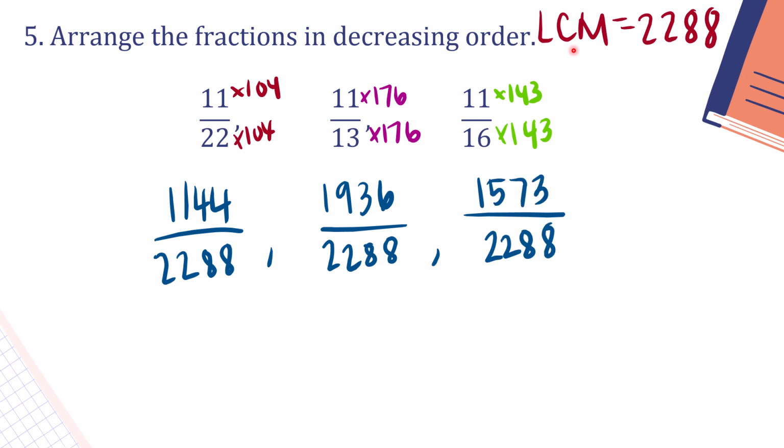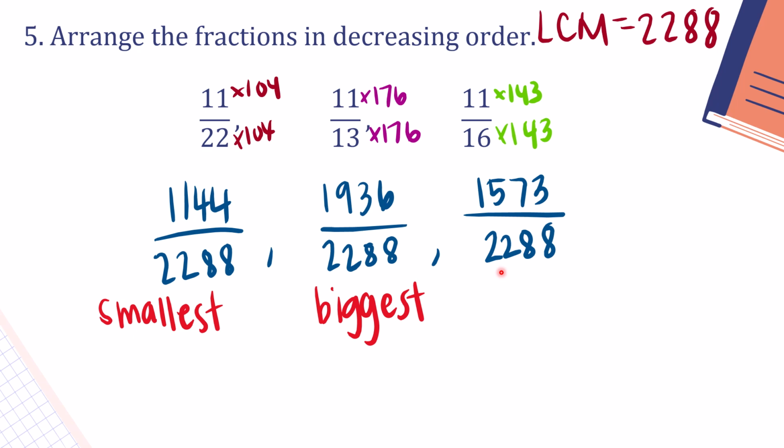Now that I have a common denominator, I'm just going to look at the numerators, and that's going to tell me the order that I'm supposed to arrange these in. Now that all my denominators match, I can just focus on the numerators. I can see that this fraction on the left is the smallest, this fraction right here is the biggest, and then this one goes in the middle. So smallest, biggest, and then the one that's left over goes in the middle. So rearranging those, 11 over 22 is the smallest because that matches up with this fraction, so it goes first.